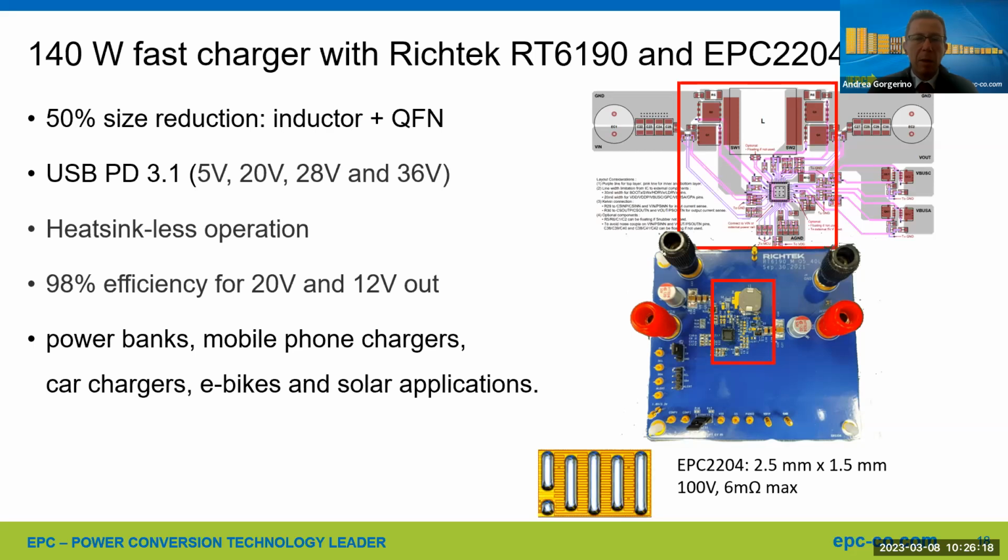You can see we were able to shrink the power area by half while increasing efficiency. We reached more than 98% efficiency at 20 volts to 12 volts. So a very nice example of a power bank application. This is the EPC2204, which is a 100 volt, 6 milliohm device, very small, 2.5 millimeters by 1.5 millimeters. This is on our Gen 5 platform.